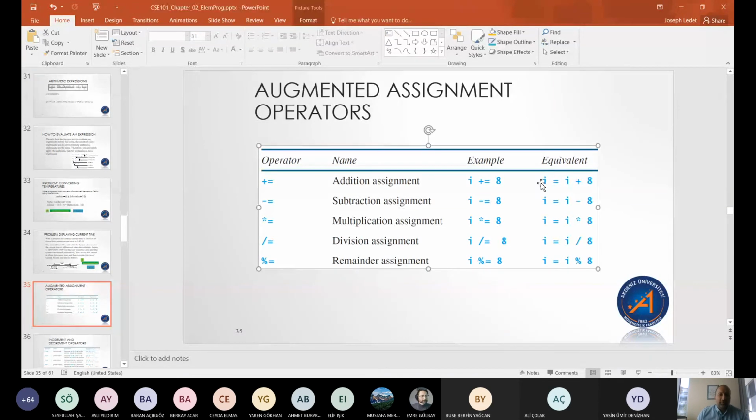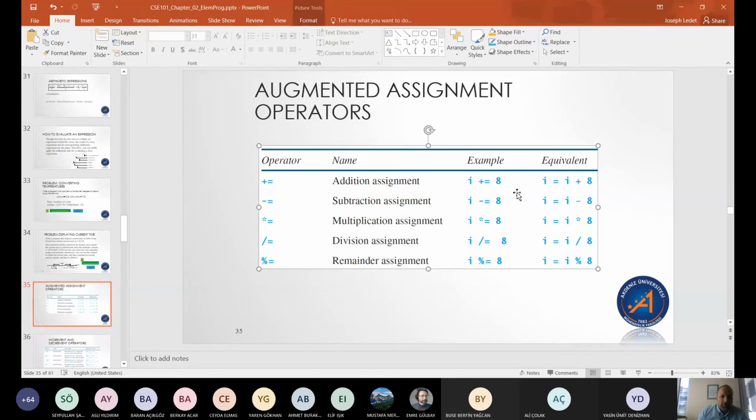We could have put anything on the other side of this. If we had said J equals I plus 8, J would get the value of I plus 8. I would not change its value. It's only because we put I on this side of the equal sign, on this side of the assignment operator, that the value in I is able to change.